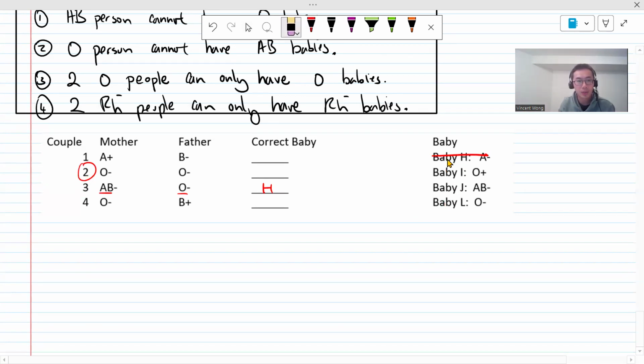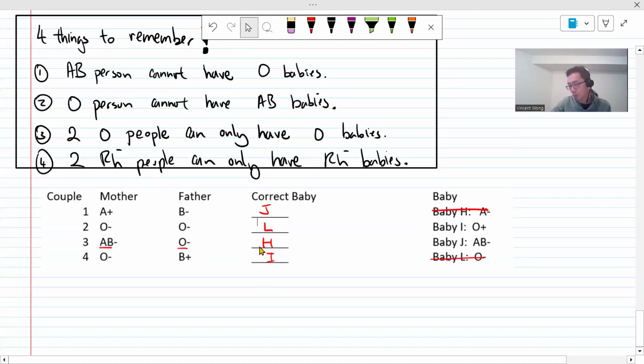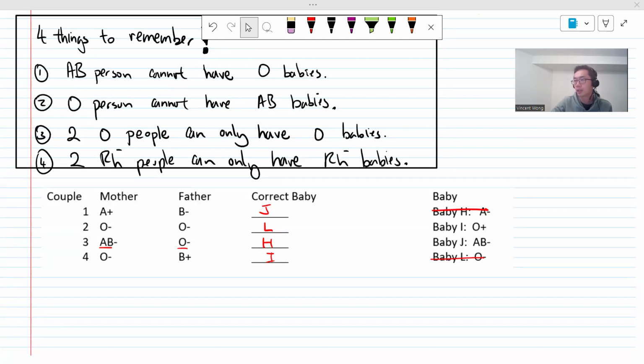Next one. This looks like a good one to work with. O negative, O negative. The only thing they can have is O negative. Next, we have couple 4. There's an O here. They cannot have AB, which means baby I. And that left J for the first couple. Right? So using these 4 rules, you should be able to get the answer relatively quickly. Certainly much quicker than if you were to use a Punnett square, right? Any questions?